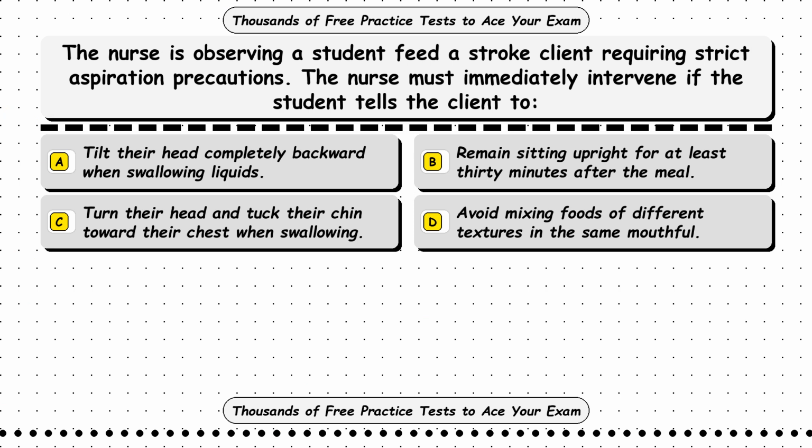Question 106. The nurse is observing a student feed a stroke client requiring strict aspiration precautions. The nurse must immediately intervene if the student tells the client to: Option A, tilt their head completely backward when swallowing liquids. Option B, remain sitting upright for at least 30 minutes after the meal. Option C, turn their head and tuck their chin toward their chest when swallowing. Option D, avoid mixing foods of different textures in the same mouthful.